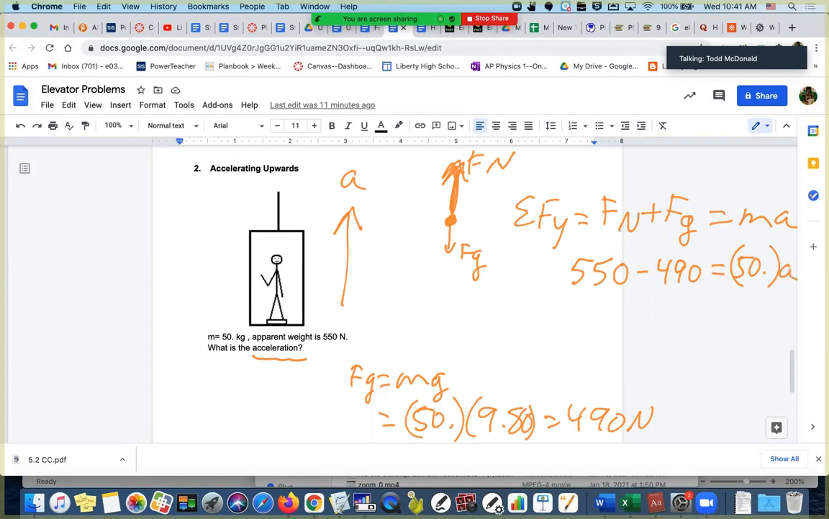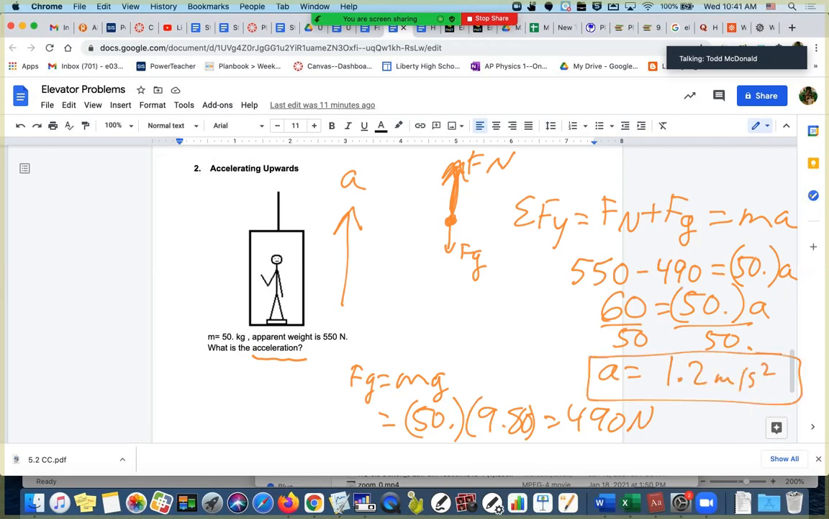So in the next part of our equation, I'll just do the math. 550 minus 490. That gives me a net force of 60. We're going to set that equal to 50 times A. I'm going to divide both sides by 50. We're going to keep 2 sig figs, it looks like here. So 60 divided by 50. We're going to just call this 1.2, and it's meters per second squared. This is a positive acceleration because we're accelerating upward, right?